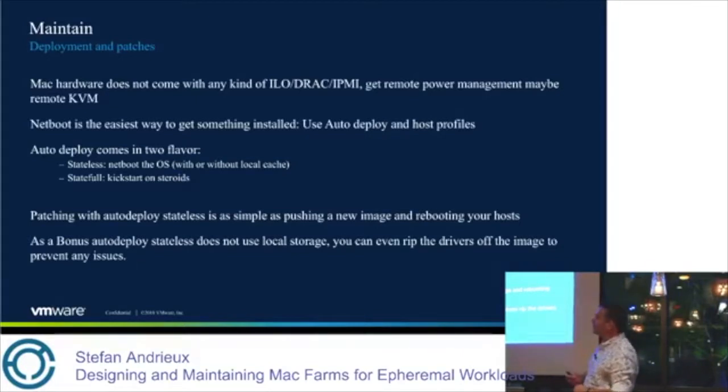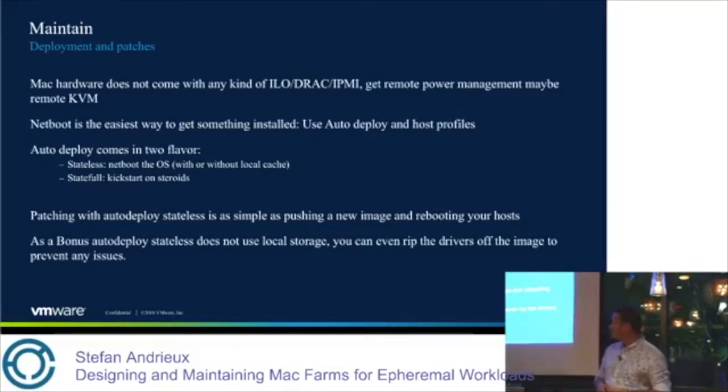Two flavors of auto-deploy. I would say the purest one is stateless. We don't even store anything on the Mac. We just boot from network, get its config from the network, and that's it. We have an option to have a local cache in case your auto-deploy server is down. The Mac is still going to boot with a local image. That's the purest way to use auto-deploy.